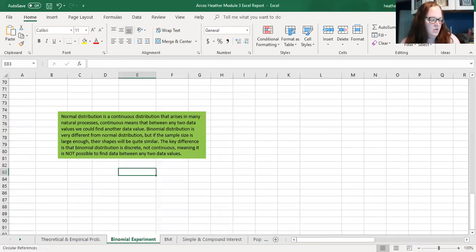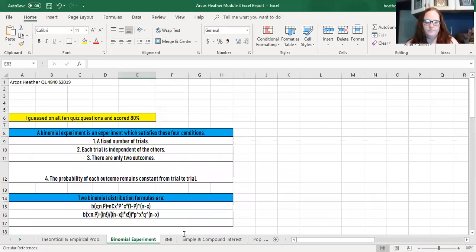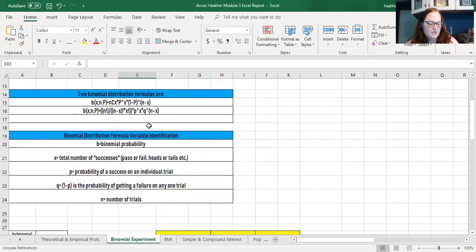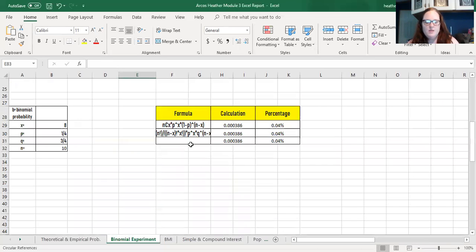All right, on scenario 2, our binomial. Okay, normal distribution is a continuous distribution that arises in many natural processes. Continuous means that between any two data values, we could find another data value. Binomial distribution is very different from normal distribution. But if the sample size is large enough, their shapes are going to be quite similar.